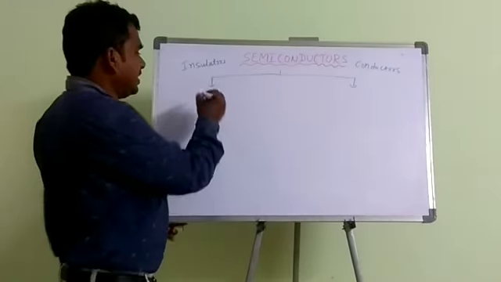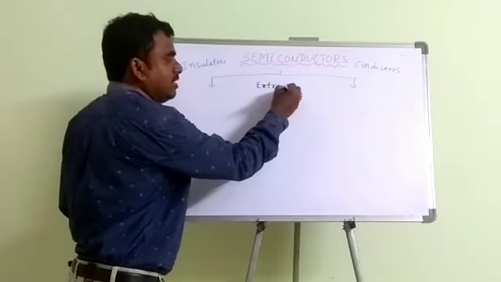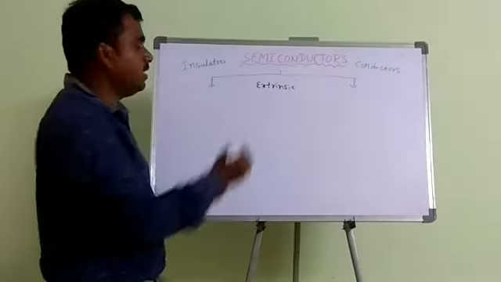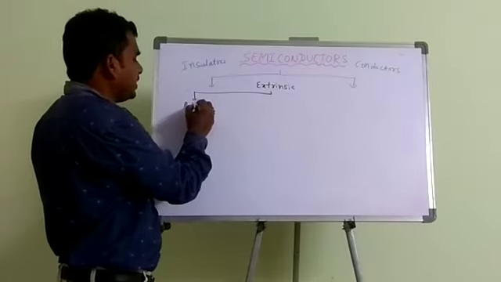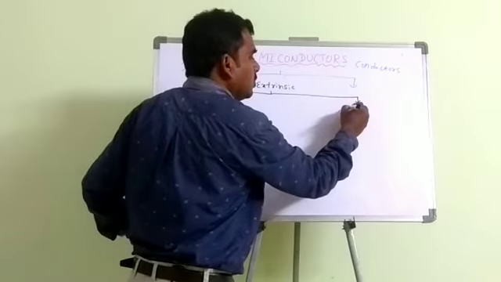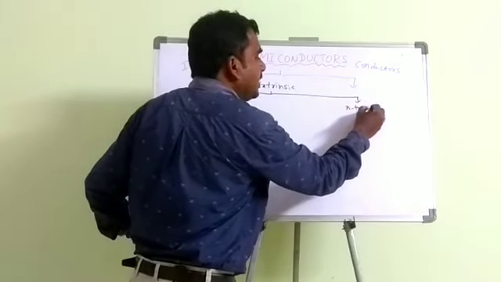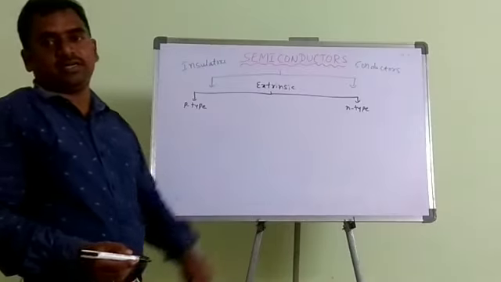Another kind of semiconductor is the extrinsic semiconductor. How can we obtain it? These are of two types: p-type semiconductors and n-type semiconductors. What do we call a p-type semiconductor and what do we call an n-type semiconductor?